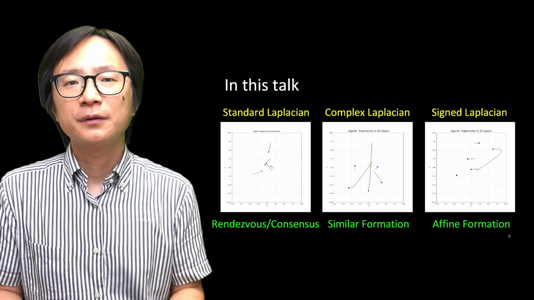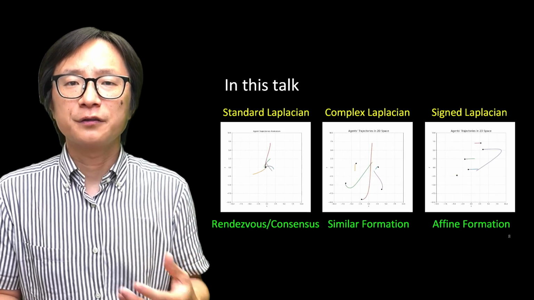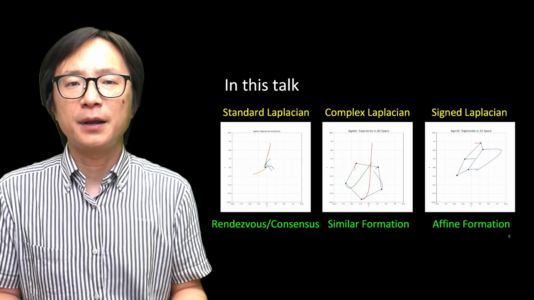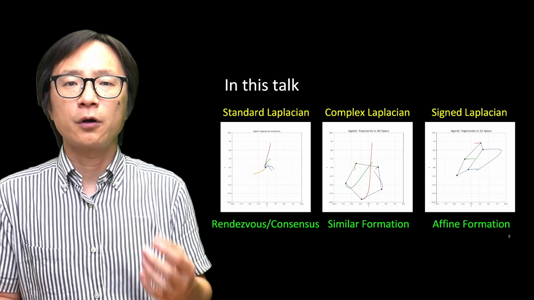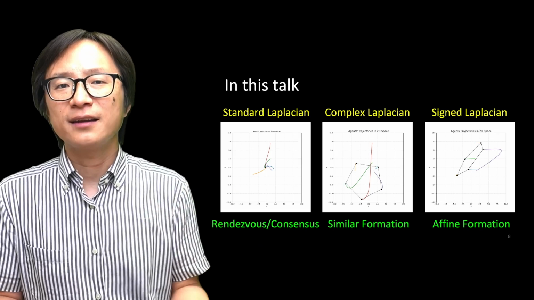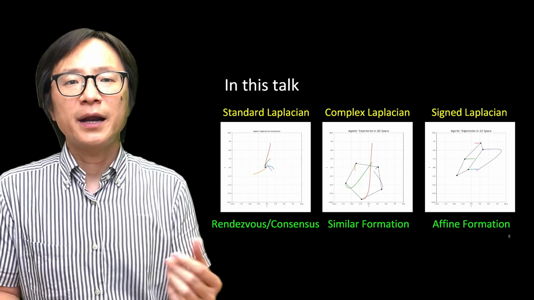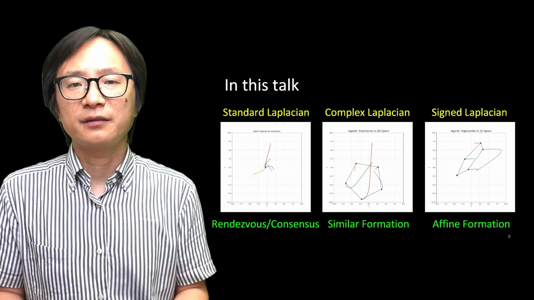So in this talk, I'm going to introduce these 3 different types of Laplacian matrices. I'm going to call them the standard Laplacian, the complex Laplacian, and the signed Laplacian.